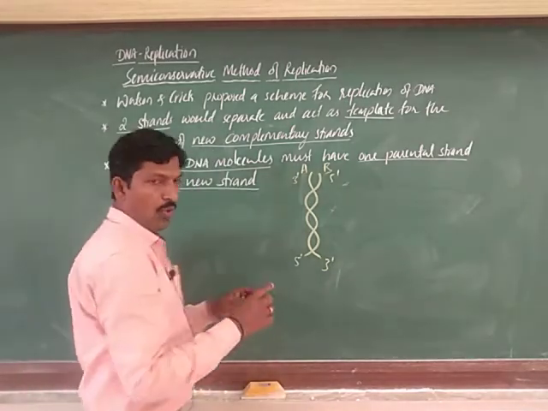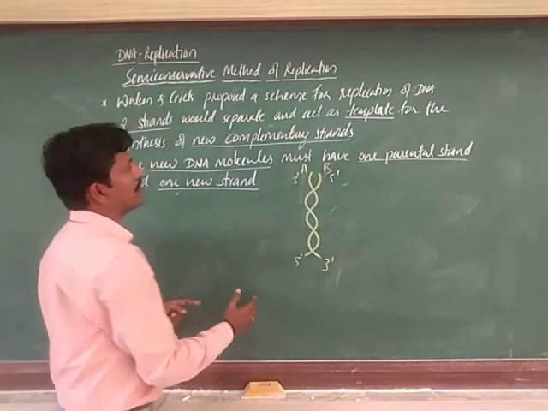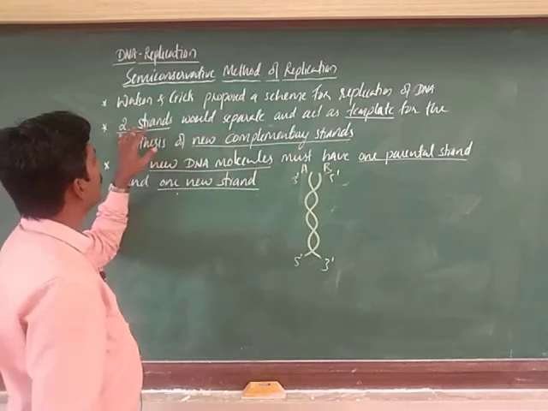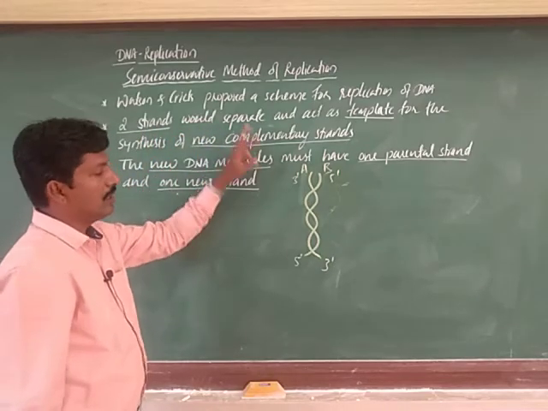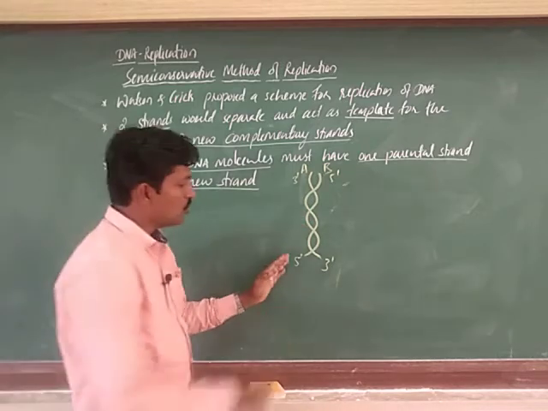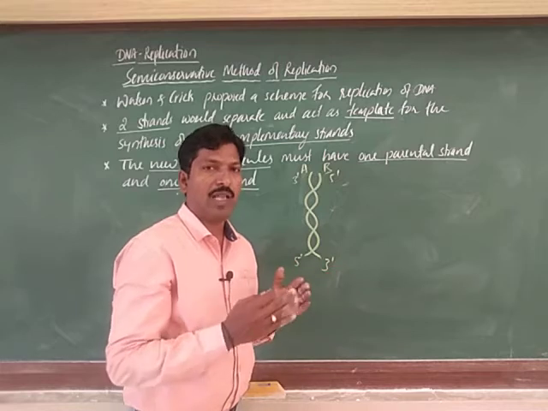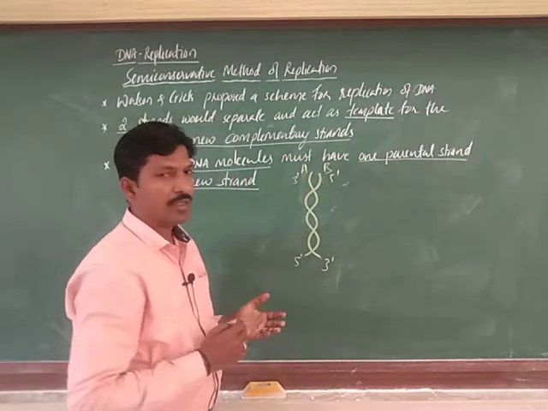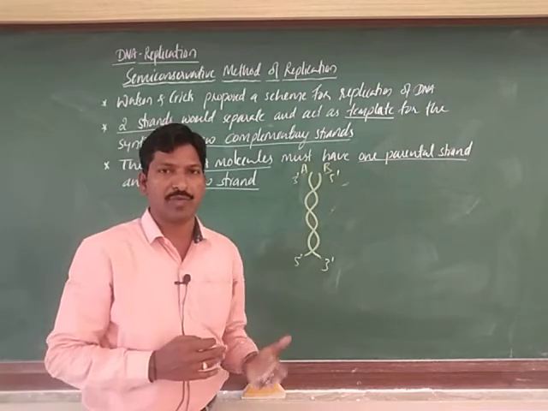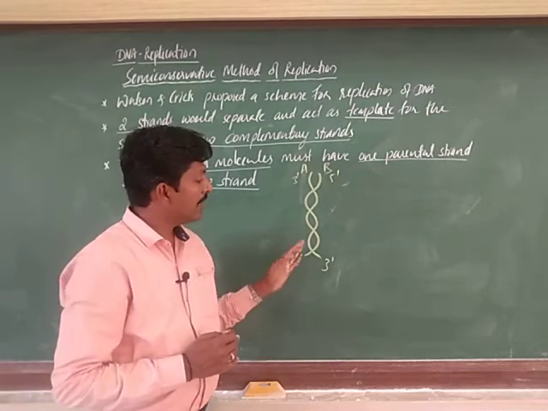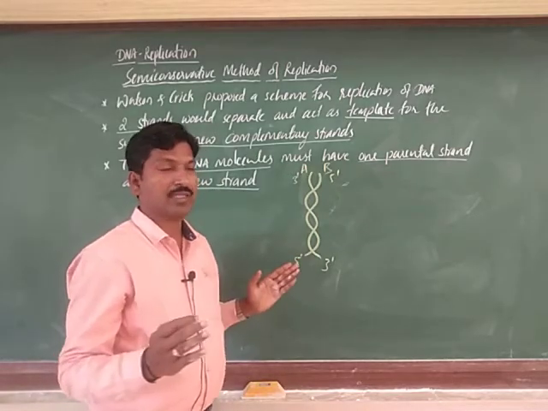When it starts opening, unwinding with the help of enzymes, these get separated. The two strands of the parent would separate here. These two strands get separated by breaking hydrogen bonds with the help of some enzymes, such as topoisomerase. There are many enzymes we discussed in the previous video also. So, by those enzymes the hydrogen bonds are broken and these get separated.